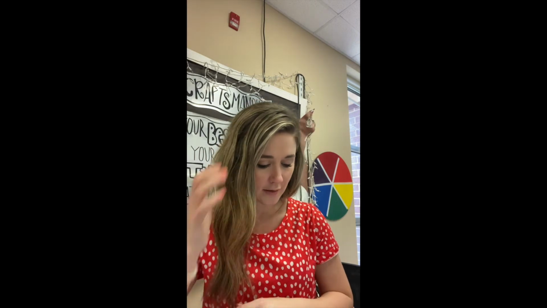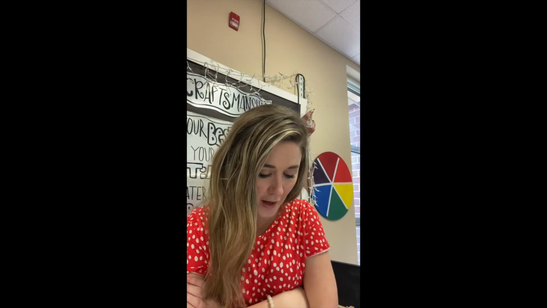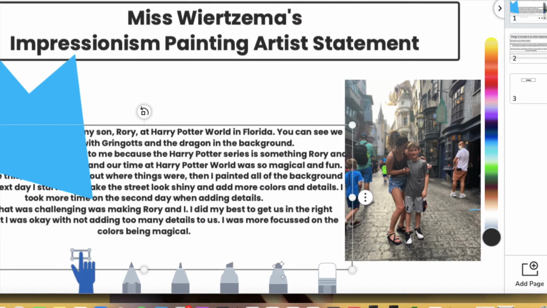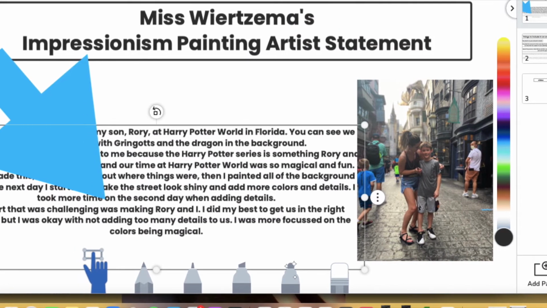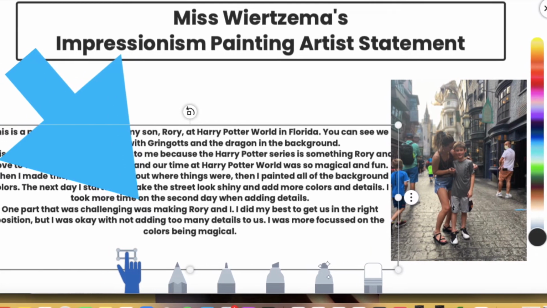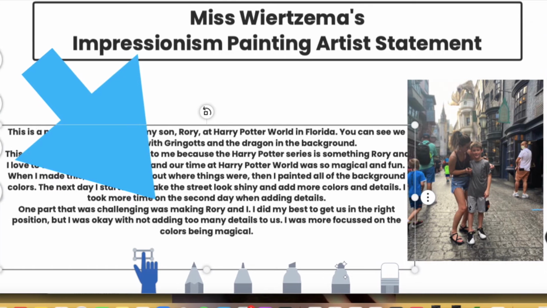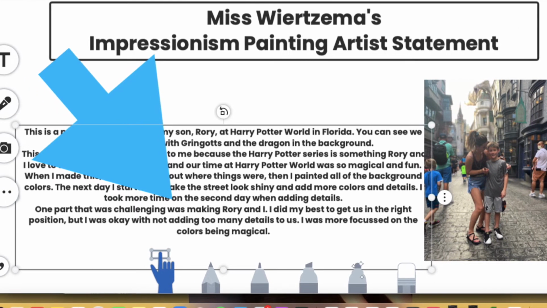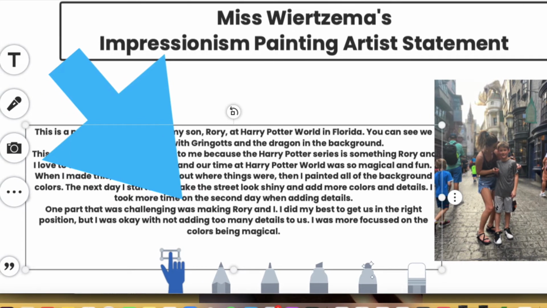Okay. And then I also want you to describe a challenge you had while creating this and how you overcame it. So maybe you ran into some color mixing problems, or maybe there was a really difficult part that you didn't want to draw the details. So what did you do instead? Or you wanted to leave something out in the background. How did you decide what to do differently than the image that you brought in?